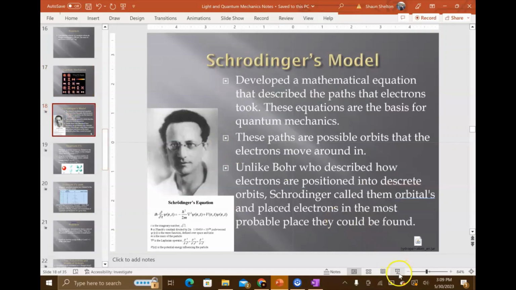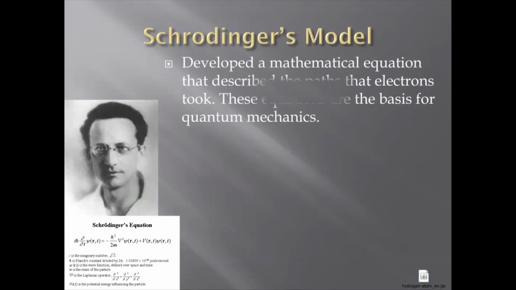So what is Schrodinger's model? Schrodinger developed a model, a mathematical equation that helps to explain and describe the path that electrons take. This equation is shown right here where my mouse is. This is the basis for what we're going to be looking at in terms of quantum mechanics. So we won't be worried about any mathematical calculations that involve Schrodinger's equation. That's something that you'll learn later.